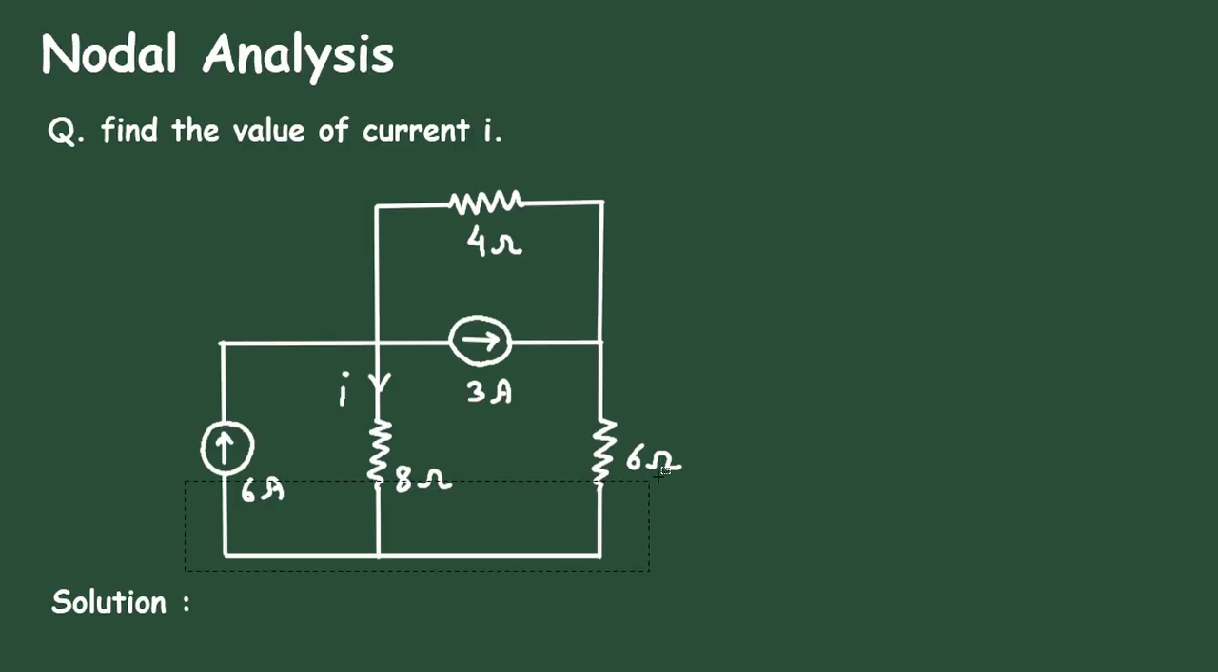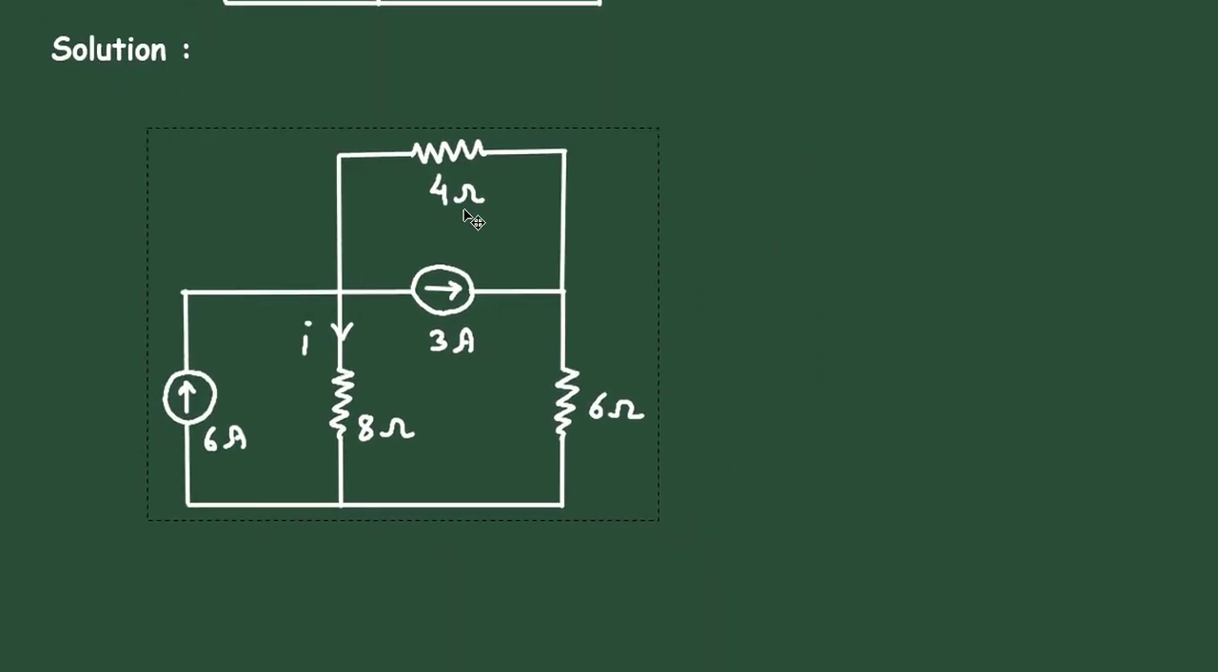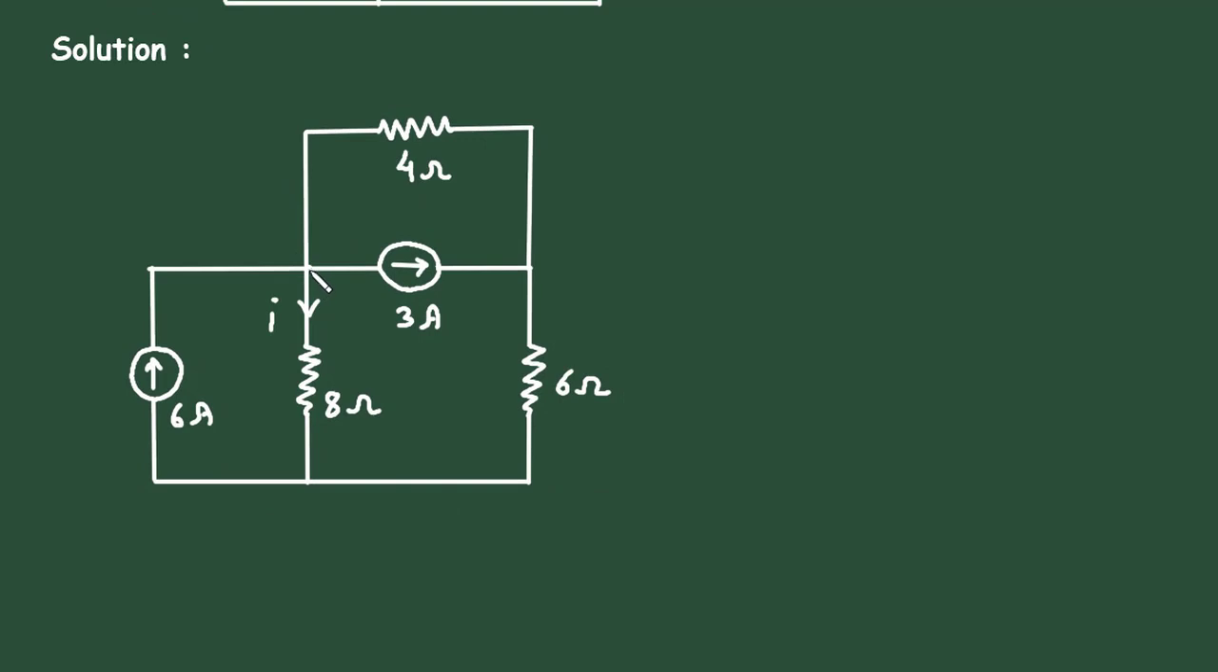First of all, let's copy this circuit from here. Now let's say this is node 1 with voltage V1, and this is node 2 with voltage V2, and this is the reference node with 0 voltage. Now let's apply KCL at node V1. Before that, let's assume this is current I, this is current I1 and this is current I2.